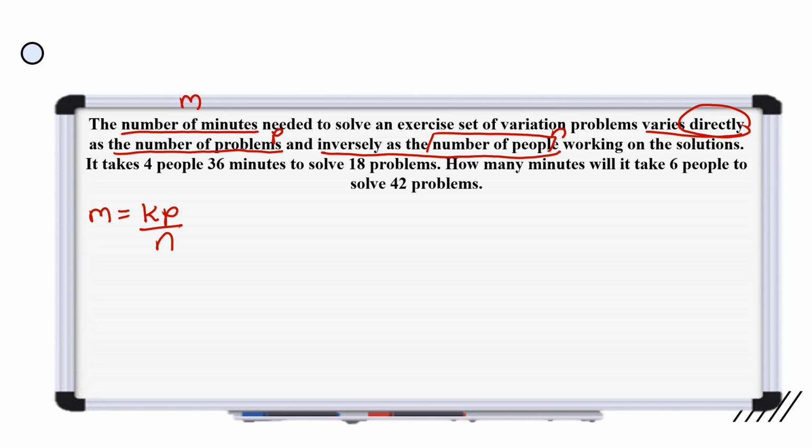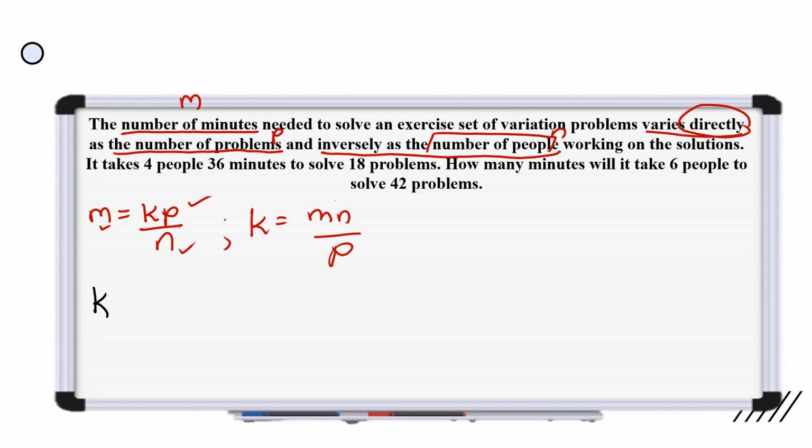Then, take note yung mga ginagamit nating variables. Pagkatapos nun, kuhanin muna natin yung ating constant. So, multiply muna natin M and N. So, K is equal to M times N, then over your P. So, again, yung ating M ay yung number of minutes, yung N number of people, at yung P is yung number of problems. Okay. So, kuhanin muna natin kung ano yung constant.